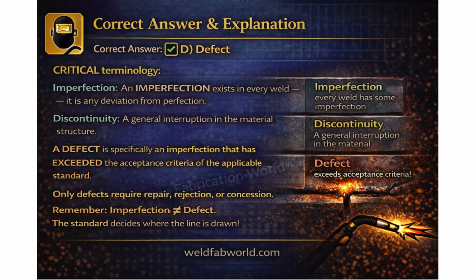Answer. D. Defect. Explanation. Critical terminology. An imperfection exists in every weld. It is any deviation from perfection. A discontinuity is a general interruption in the material structure. A defect is specifically an imperfection that has exceeded the acceptance criteria of the applicable standard. Only defects require repair, rejection, or concession. Remember, imperfection, defect. The standard decides where the line is drawn.